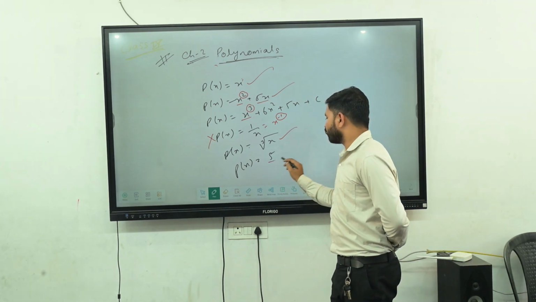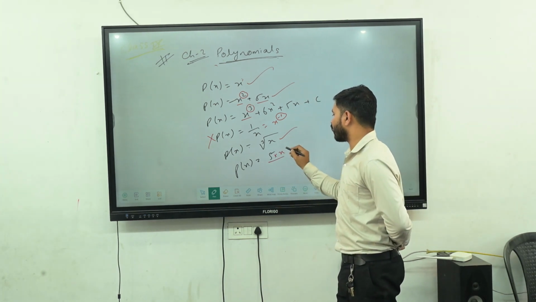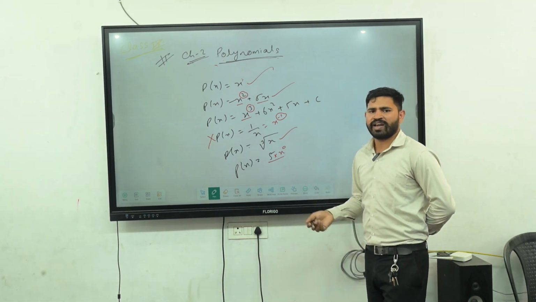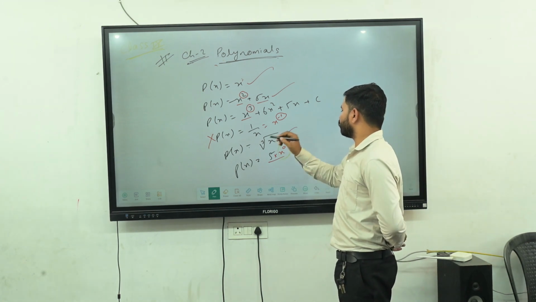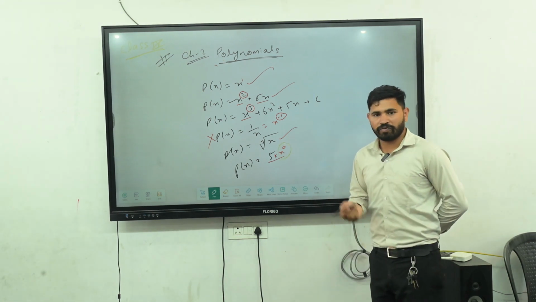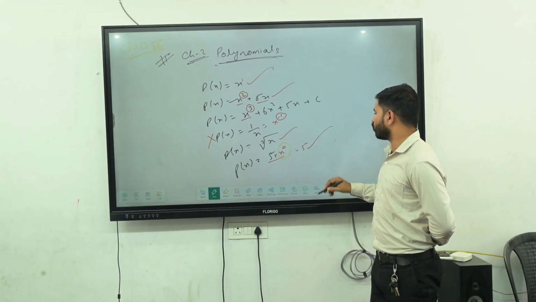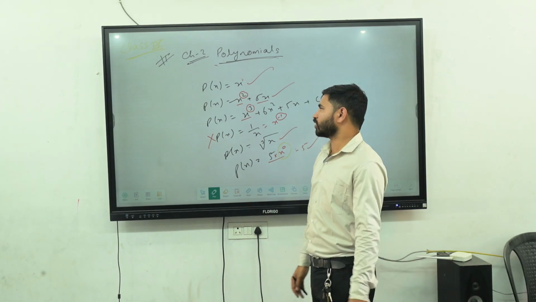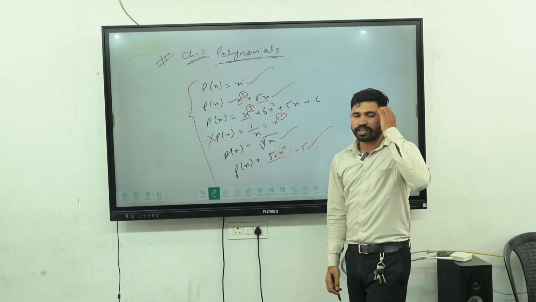And see, 5 is a polynomial because we can express this as 5 into x to the power 0. Actually, we can take any variable in place of x, a to z, and any number to the power 0 equals 1, that's why 5 into 1 equals 5. So it is a polynomial, that is a constant polynomial. Okay, clear?